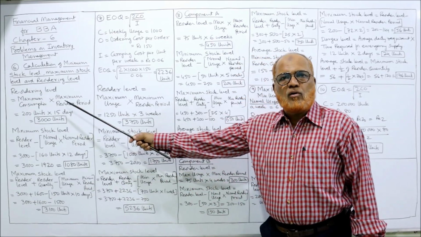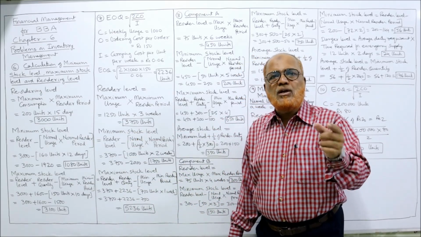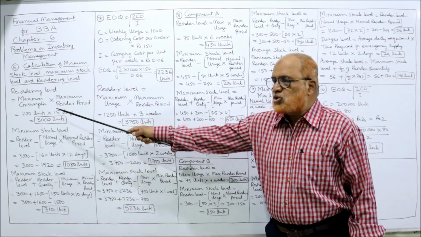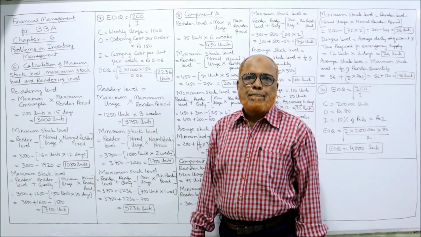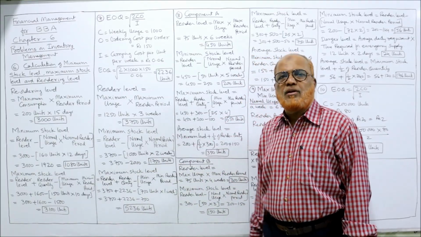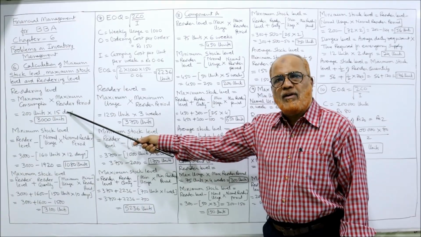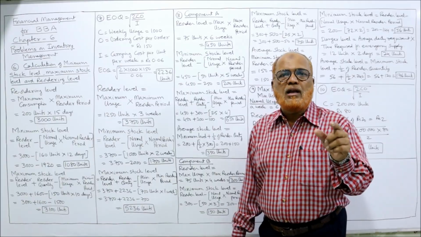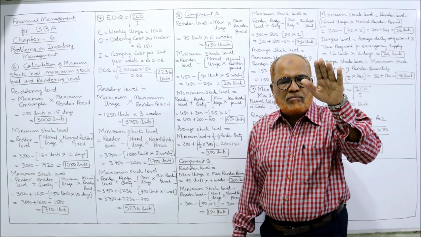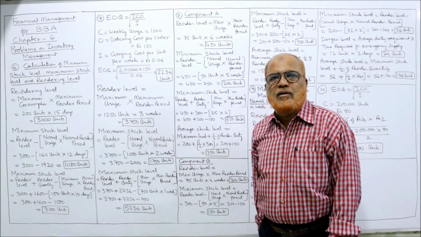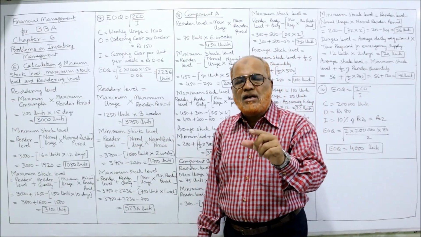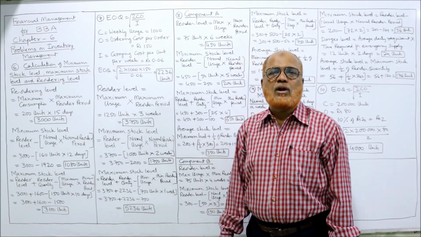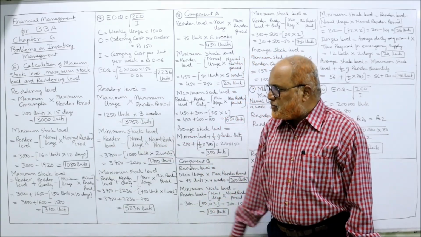So what is the formula for reorder level? Maximum consumption into maximum reorder period. In the problem, maximum consumption is given as 200 units per day, and maximum reorder period is 15 days. So 200 into 15, 3000 units is the reordering level. Whenever inventory reaches this 3000 units, the storekeeper must initiate a new order for replenishment.